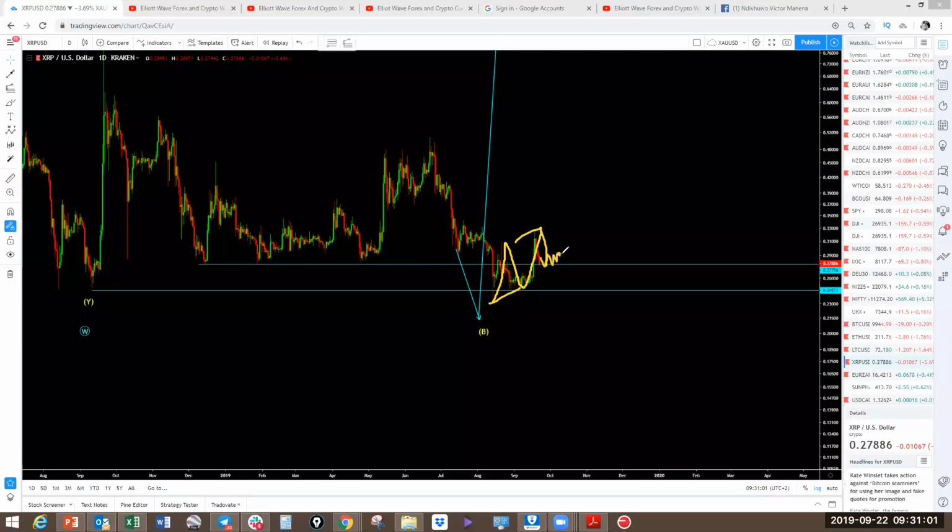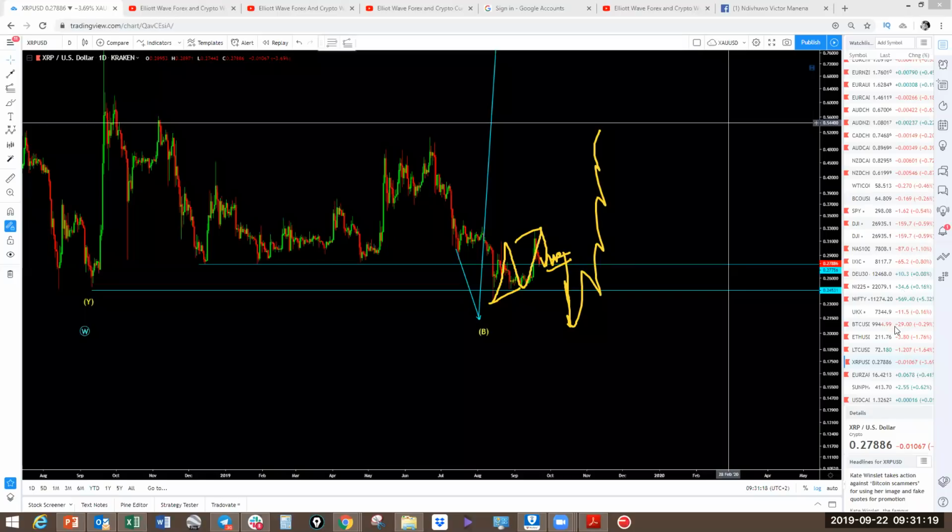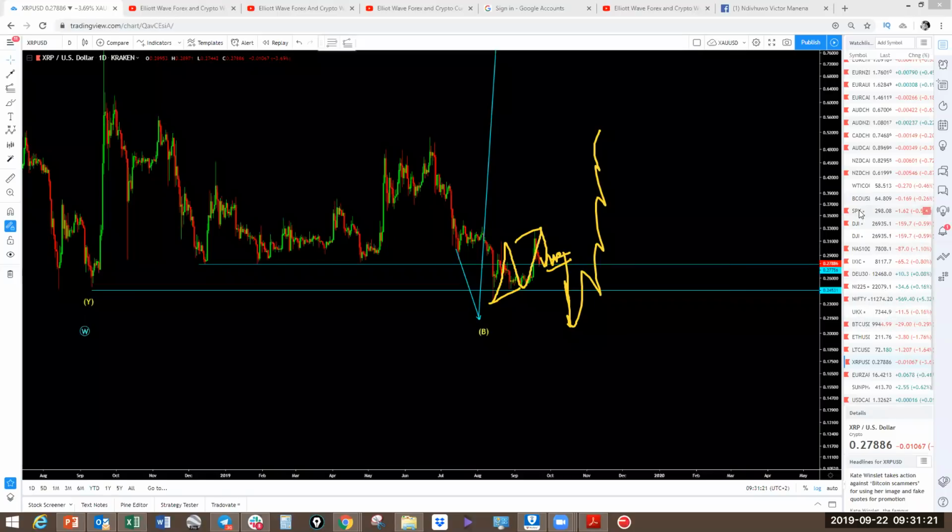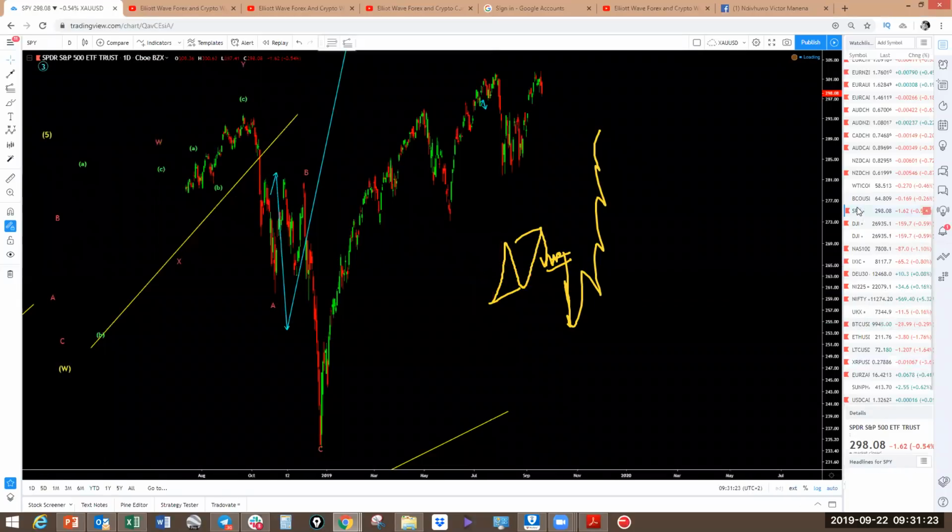Now, if you get a corrective structure on Ripple, look to go and retest the bottom here. And this should come down here with divergence and then push up higher from there after the correction ends. So it should correlate with Bitcoin and move to the downside, complete the correction, and then upside after that. That is Ripple. Now let's look at the indices, S&P 500.